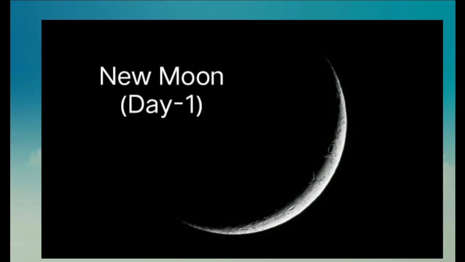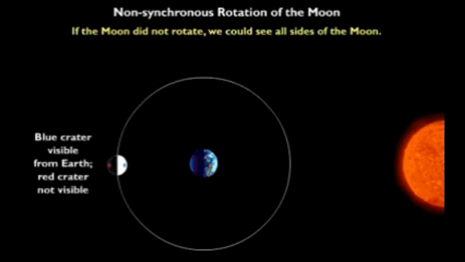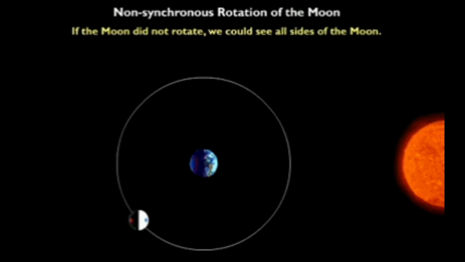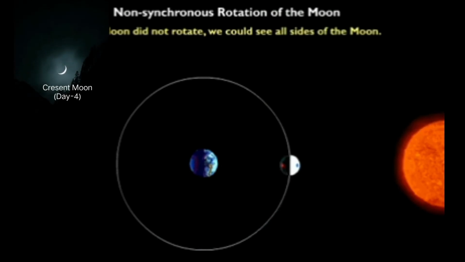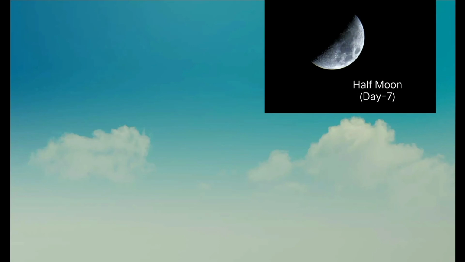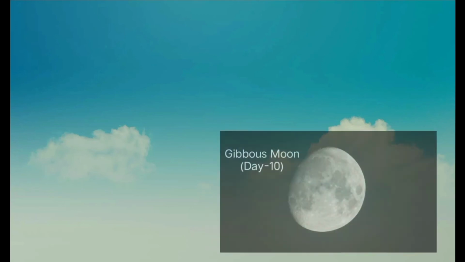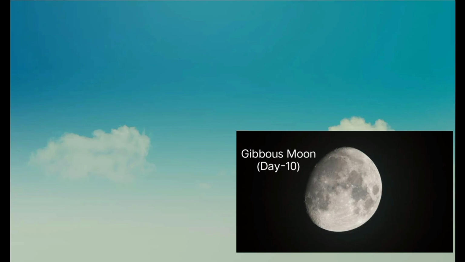Now let's see how the phases of the moon occur. When the side of the moon facing us gets no sunlight at all, we cannot see the moon. We call this a new moon. That is day 1. As the moon moves along its orbit, a small portion of the side facing us gets sunlight, and we can see the crescent moon, and that's day 4. In a week, we can see half of the moon, and that is day 7. After 3 more days, we see 3/4 of the moon. This is the gibbous moon, and that is day 10.